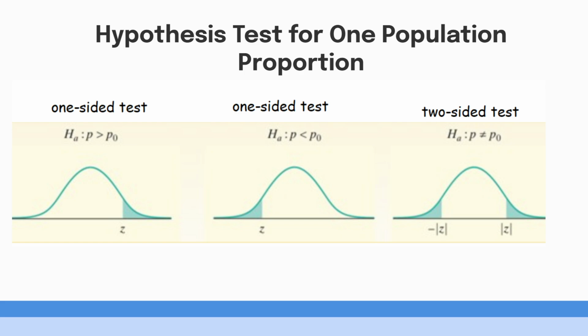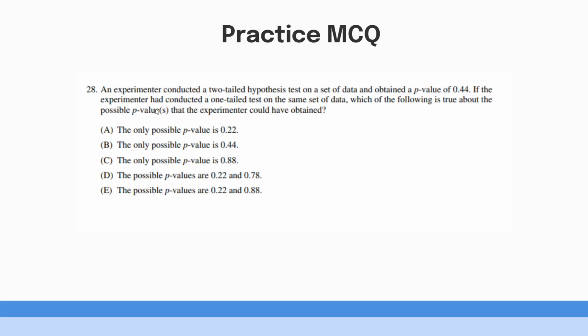So whenever you're doing an FRQ and you do the calculation part, you have to write the z statistic and then also the p-value, of course, because that's what you're trying to do. So now we're going to just do a quick practice MCQ.